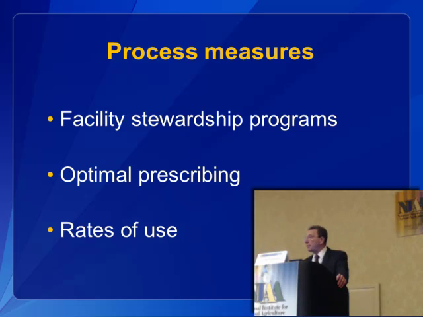That's a process measure. Less antibiotics is not an outcome in and of itself. It's a measure of process. Since 30 to 50% are inappropriately or unnecessarily used, if we improve prescribing, if we improve the way we use antibiotics, we should see less. But that's a process measure.